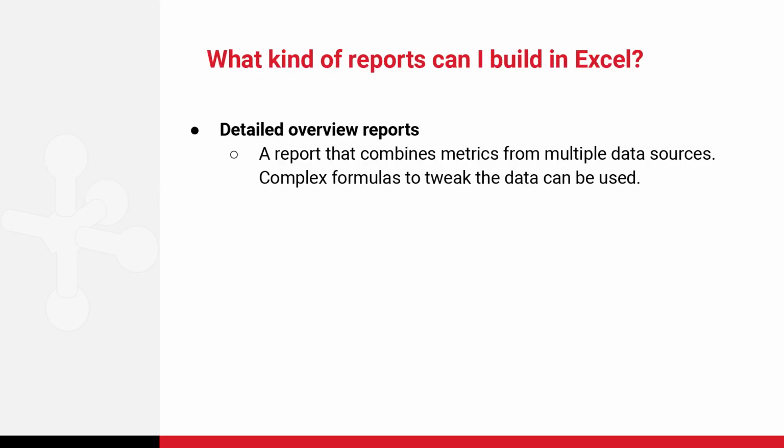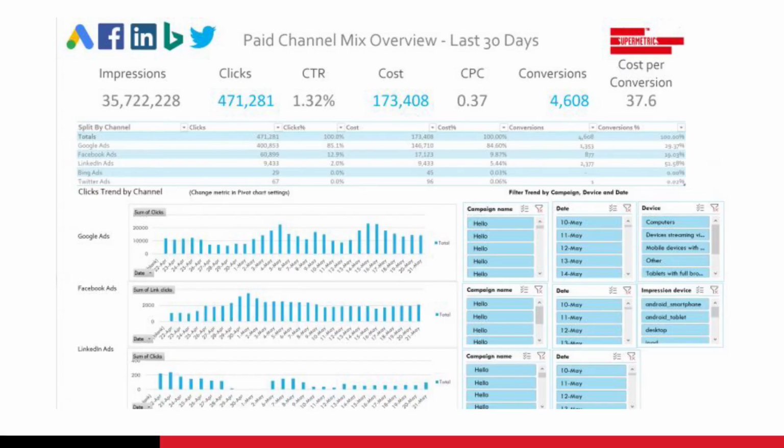Now, what kind of reports can you build in Excel with Supermetrics for Excel? These are, first of all, detailed overview reports, or reports which combine metrics from multiple data sources, and you can use complex formulas on top of that to get insights from your data.